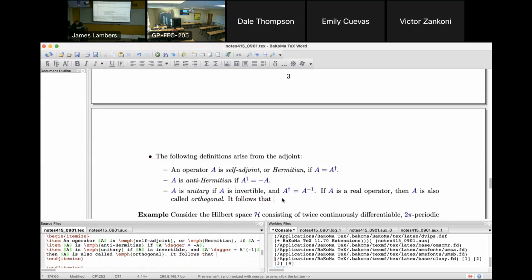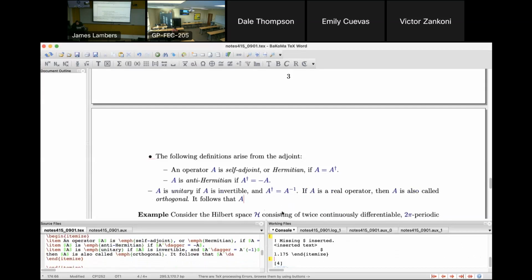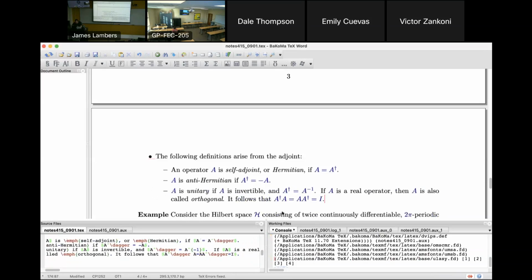what I can do is multiply and apply A on both sides, so that A adjoint A, which is the same as A A adjoint, is equal to identity. This is similar to what you get from an orthogonal matrix. If the matrix A is orthogonal, A transpose times A is identity.